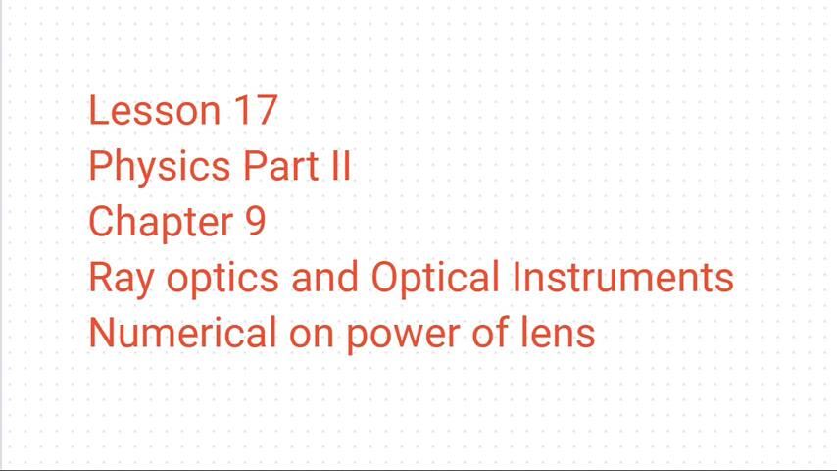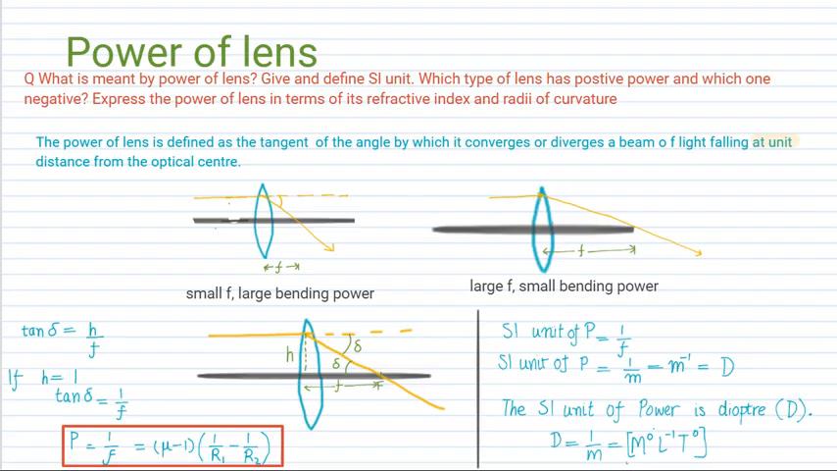In this lesson, we'll discuss numericals on power of lens. Now before we solve some numericals, let us revise our power of lens. The power of lens equals 1 upon f, where f is the focal length of the given lens.